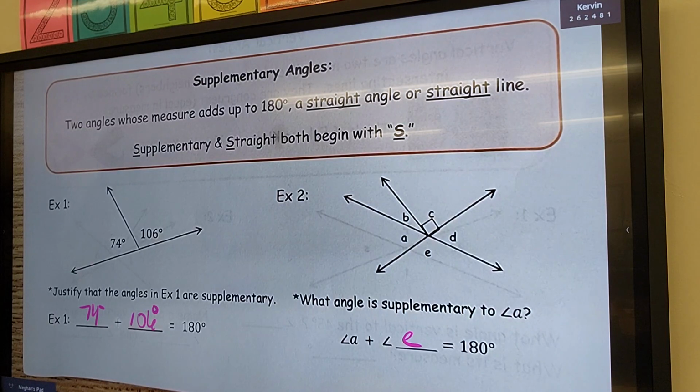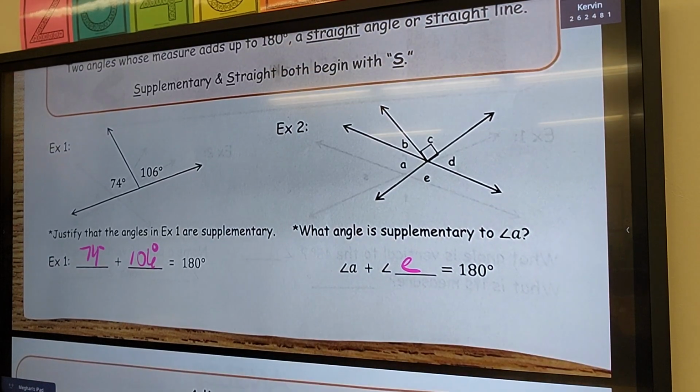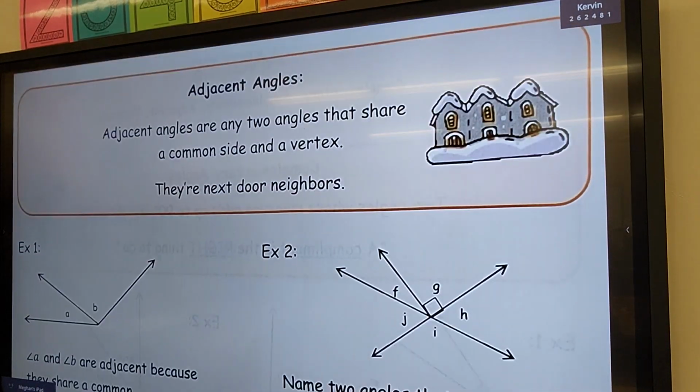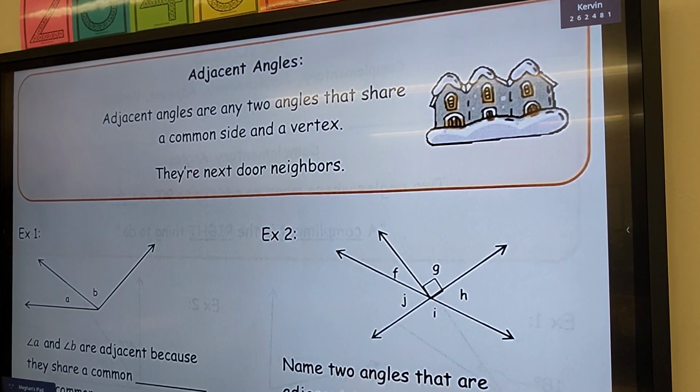Any questions on complementary and supplementary review? Okay, so we are going to turn our paper over, and this is the new part. So adjacent angles. Adjacent angles are any two angles that share a common side and a vertex. So they are next door neighbors.